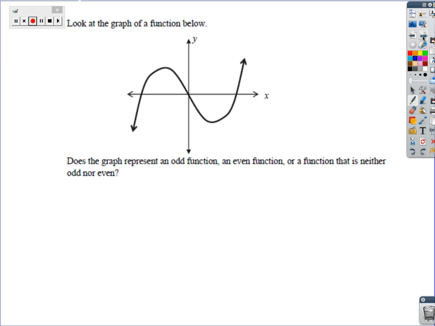All right, looking at number 8, again, they're asking if it's an even or odd function. So odd is when it's symmetric with respect to the origin, and this is obviously symmetric with respect to the origin, so this is an odd function.